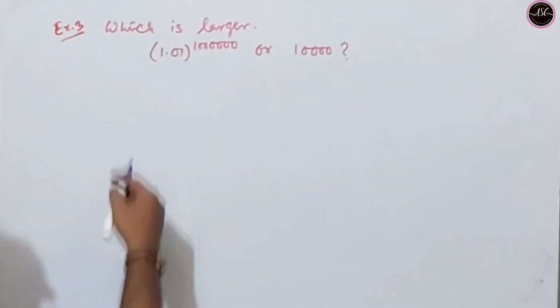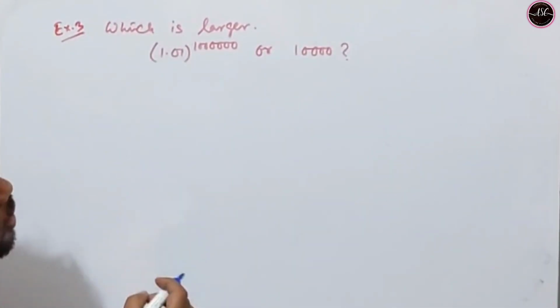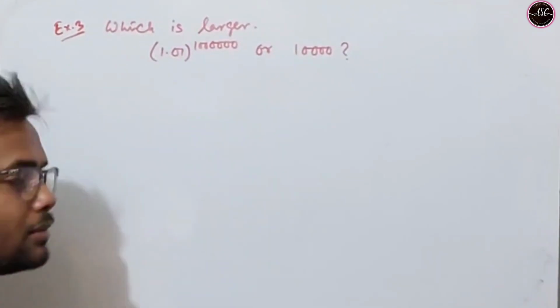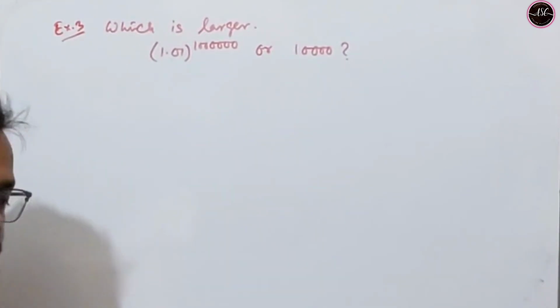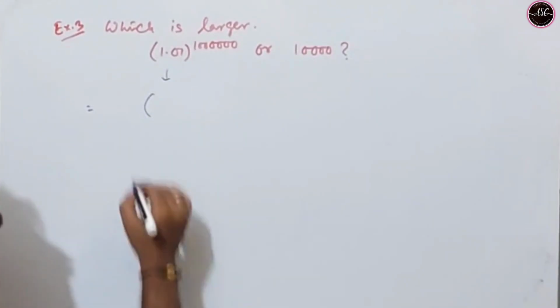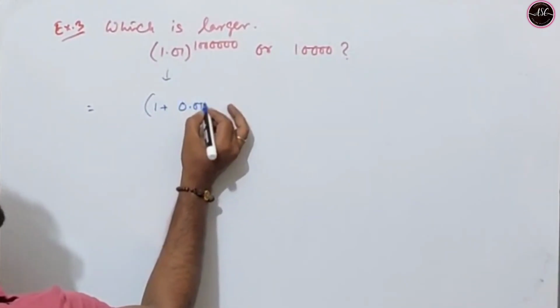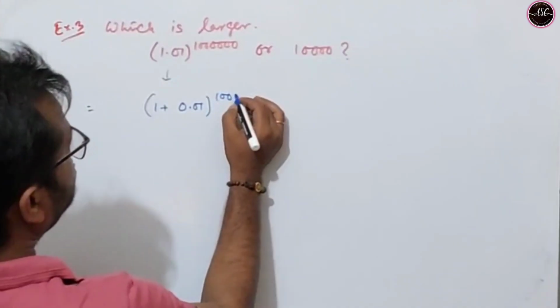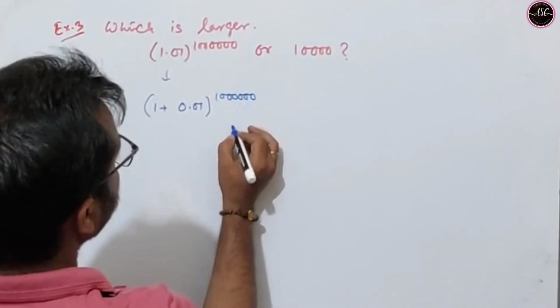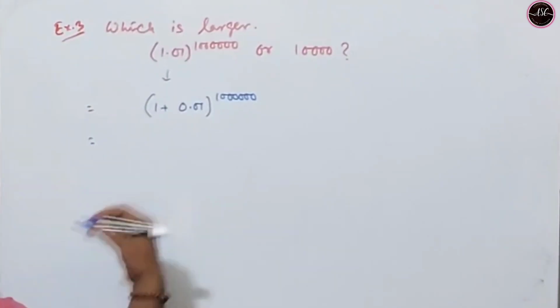Just look at this question. Which is larger? 1.01 to the power 10 lakh or 10,000. Okay. Just use here the binomial theorem. 1.01 equal to, we can write this 1 plus 0.01 to the power 10 lakh. Okay. So just apply that formula.